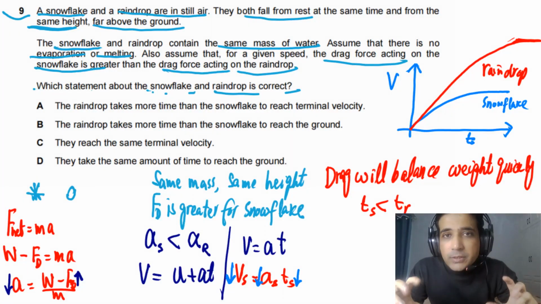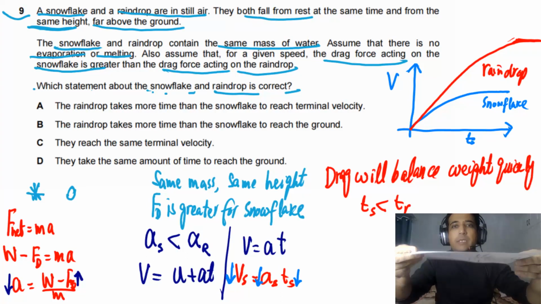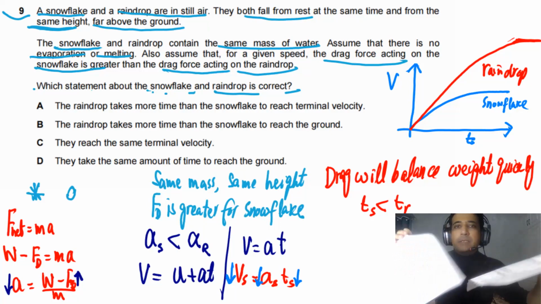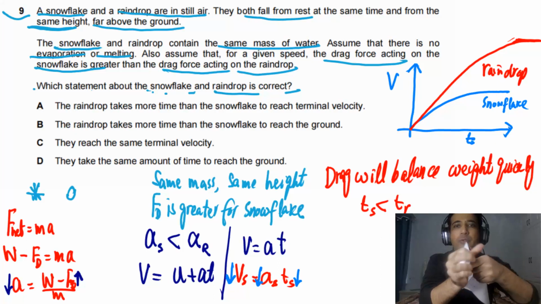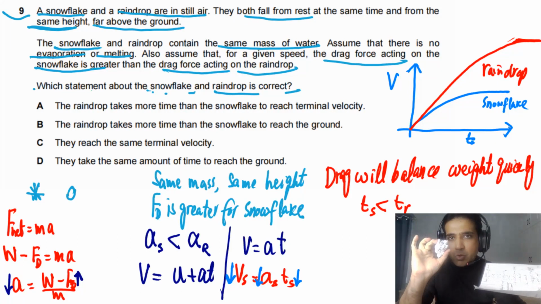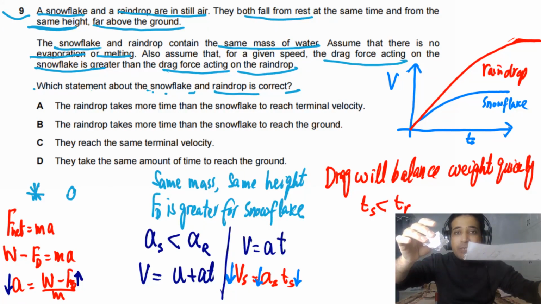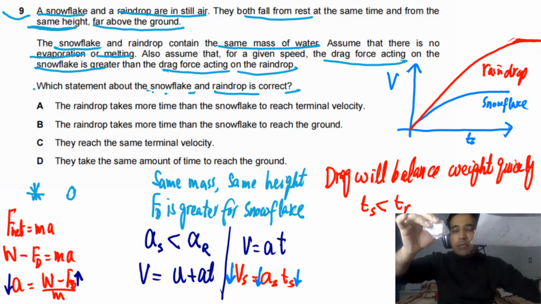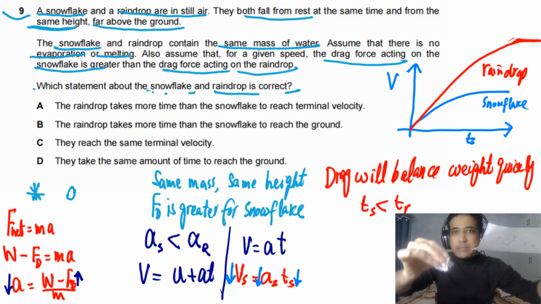Let's try to understand this concept with the help of demonstration. Imagine that we have two papers. This is A4 size paper, full paper, and this is also A4 size paper. So I will fold this one like this. So this is like a raindrop, and this one is like a snowflake. If I drop both of them from the same height, which one will reach the ground first? I hope you will say in this case raindrop, because raindrop will reach a higher terminal velocity and it will be moving faster. If the distance is the same, this will reach the ground first.